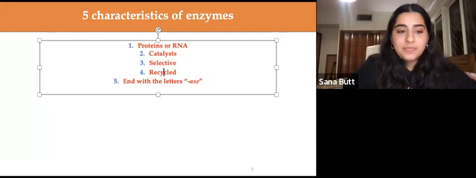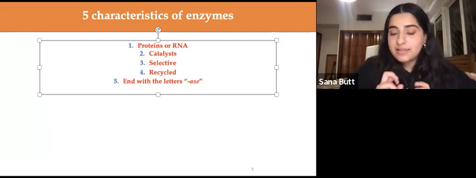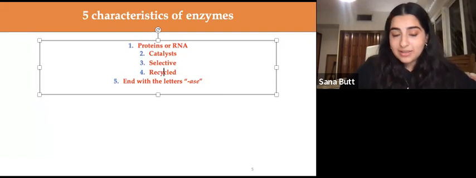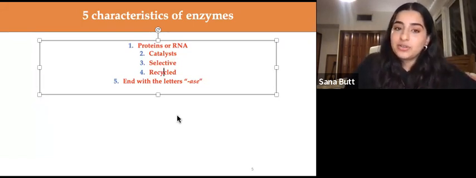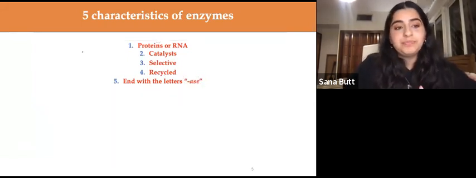And lastly, enzymes are typically named after the molecules that they react with, which is called their substrate, and they end with the suffix -ase. So for example, lipids are broken down by the enzyme lipase, or lactose is broken down by the enzyme lactase. So if you hear the suffix -ase, you know you're dealing with an enzyme.